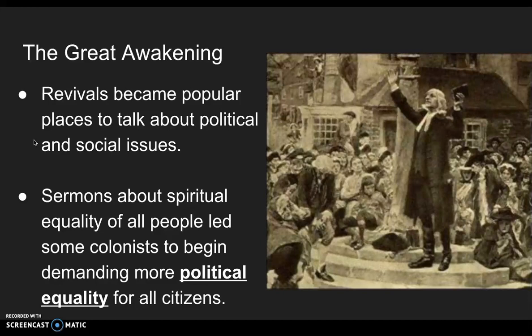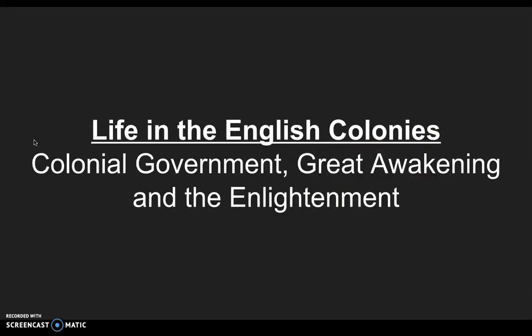And as people heard more and more sermons about spiritual equality of all people, they began realizing political equality was an important aspect of life and began demanding more political equality for all citizens. As ideas continued to blossom thanks to the Enlightenment and the Great Awakening, and as the political climate changed in Europe, colonists began seeing themselves as having more and more rights. We will see how this unfolds as these presumed rights are threatened and even taken away in the coming years.